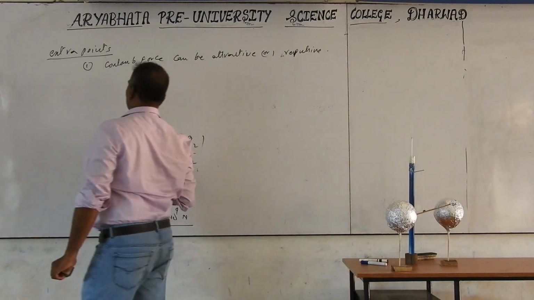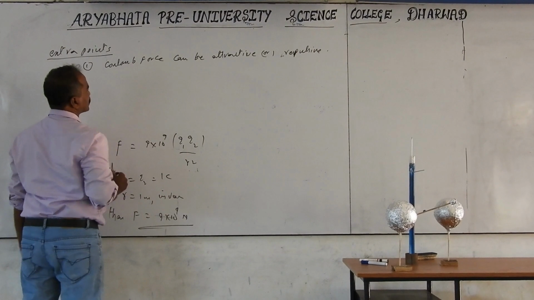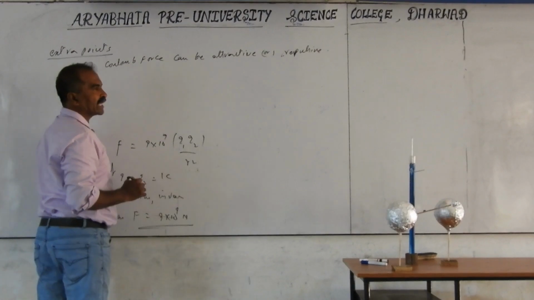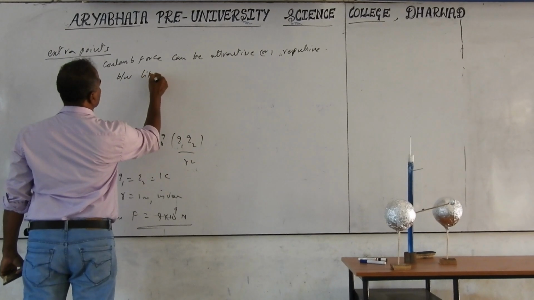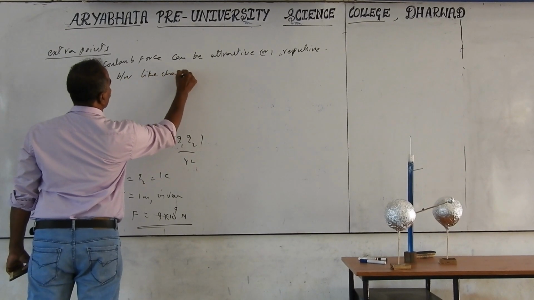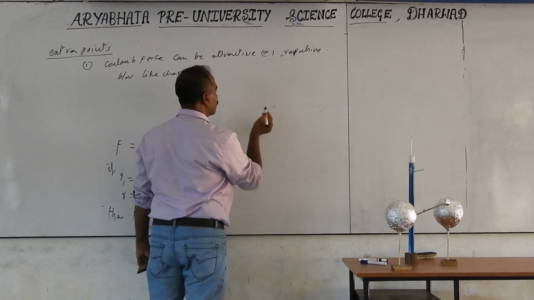Coulomb force can be attractive or repulsive. The force between like charges is repulsive, and between unlike charges the force is attractive. When you say like charges, it means both positive or both negative.